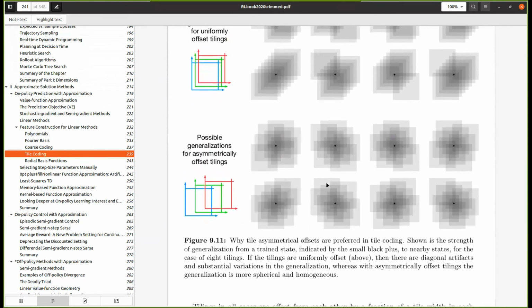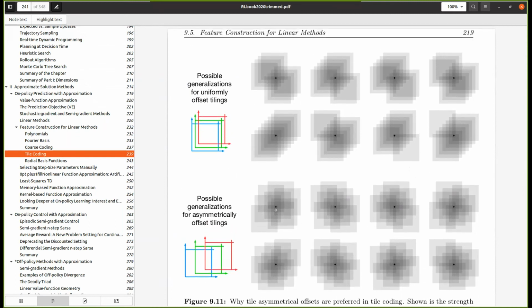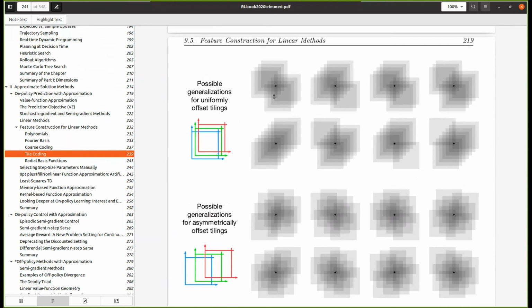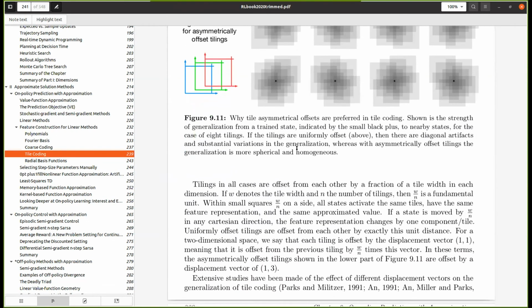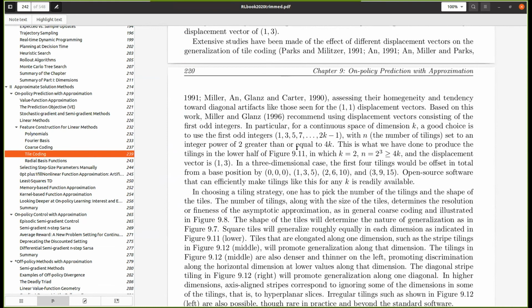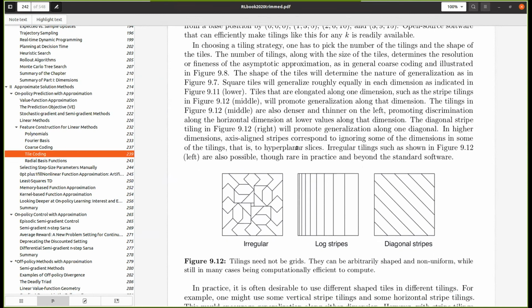Yeah, so here they state that when you use asymmetric tiling, the generalization is more homogeneous as compared to the symmetric one. And you can have different choices of offsets and different choices of patterns here.